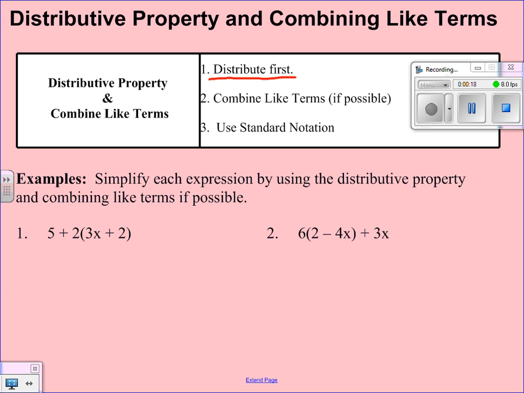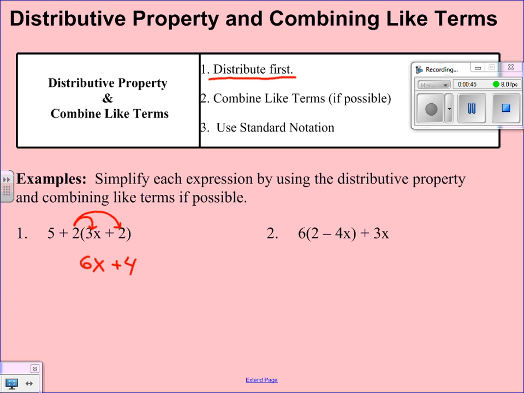Let's look at this first example. Most students would be tempted to add 5 plus 2. That does not follow the order of operations. You have to look at the parentheses, and in front of the parentheses we have a 2. So the 2 is going to get distributed. You'll multiply the 2 by the 3x to get 6x. You'll multiply the 2 by the 2 to get 4.